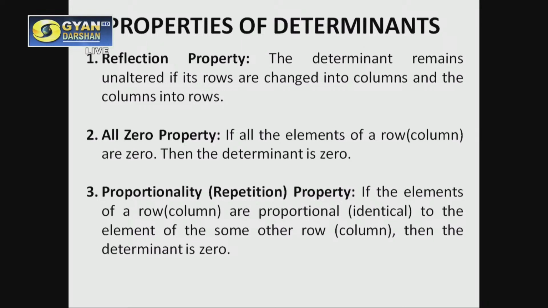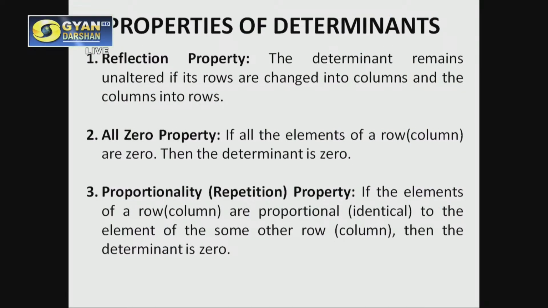Apart from this, we have the all zero property that says that if all the elements of a row are 0, then the determinant turns out to be 0. Obviously, if any row or any column has all values 0, then we are continuously multiplying the entire determinant with 0, and multiplying any value with 0 turns out to be 0.